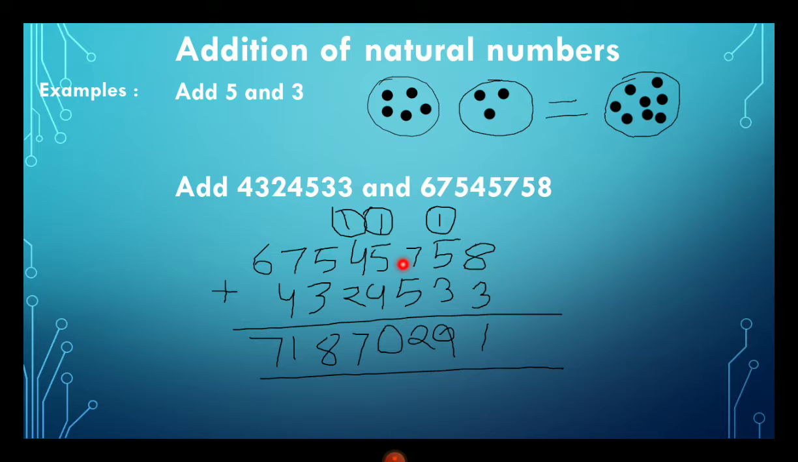And now, 7 and 5 gives 12. So I put a 1 carry and 2. And then 5 and 4 gives 9 and because of this one I give 10. 1 carry 0. And 4 and 2 gives 6. And because of this 1 carry I put 7. And 5 and 3 gives 8. And 7 and 4 gives 11. 1 carry 1. I forgot to give the carry. But you need to give that. And then 6 plus 1 is 7. Okay. So the answer is 71870291.